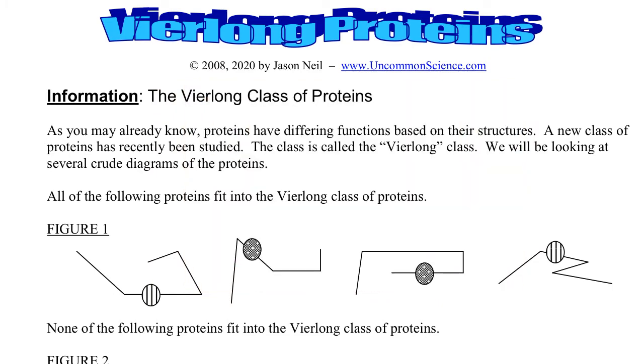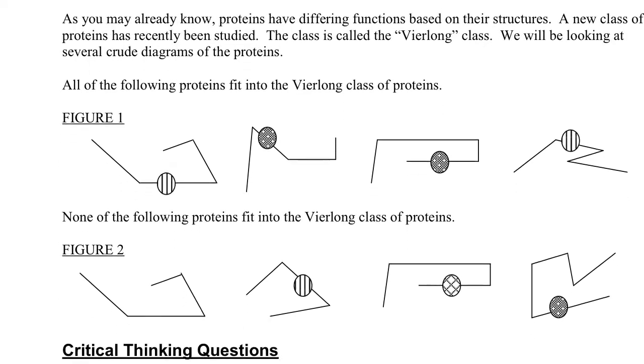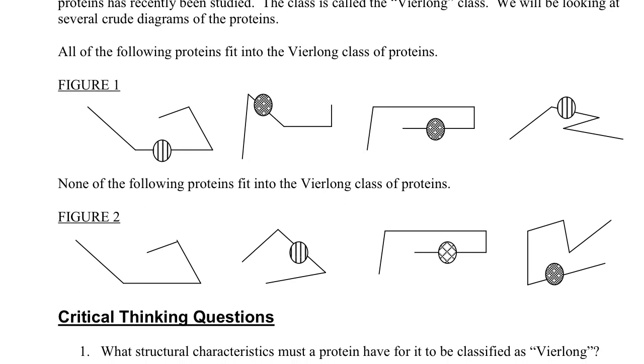With question number 1, the students have to look at what structural characteristics are required for something to be a Vierlong protein. And we see that each of them in figure 1 have 4 segments. Some of them in figure 2 have 4 segments, but some do not.